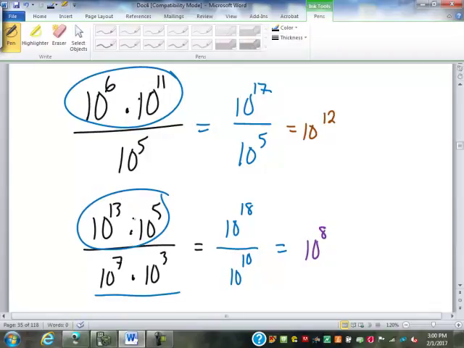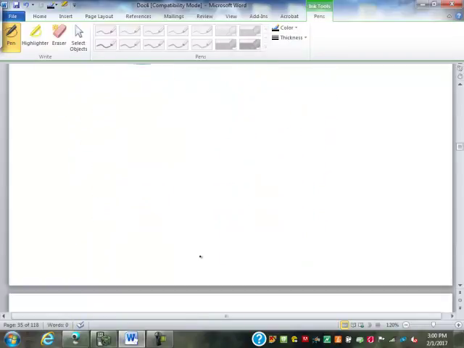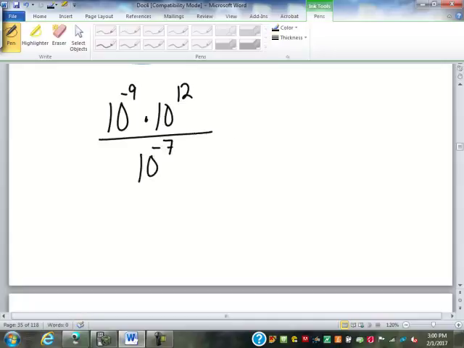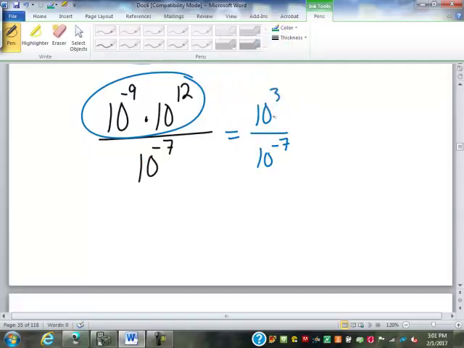Well, now let's bring back our negatives. So 10 to the negative 9 times 10 to the 12th divided by 10 to the negative 7. So on top, 10 to the negative 9 times 10 to the 12th is 10 to the 3. Good. Negative 9 plus 12 is 3. On bottom, we just have the 10 to the negative 7th, so there's nothing to do there. So now we have 10 to the 3rd divided by 10 to the negative 7. 10 to the 10th. Very good. 3 minus a negative 7 is 3 plus 7, or 10. So 10 to the 10th.